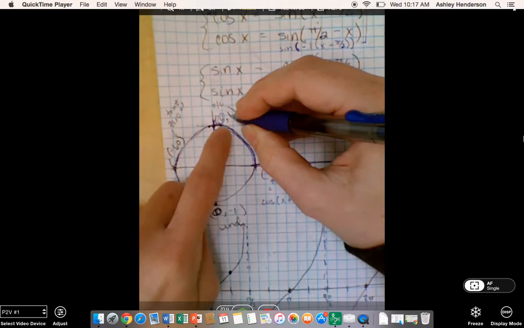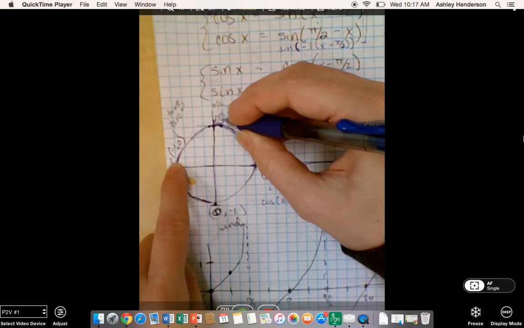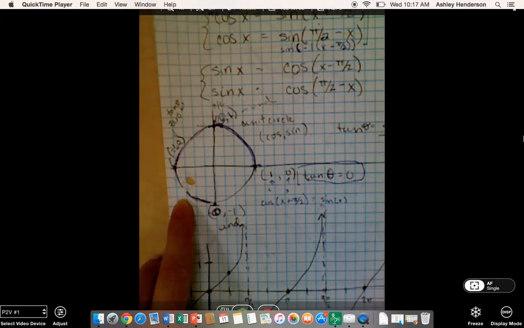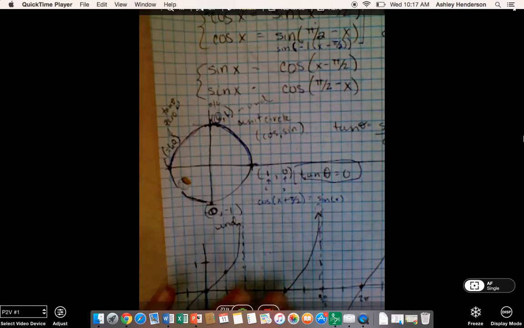There it is. Cosine of x, pi over 2. I'm now where sine is. Now go back to cosine. So we're going to look at this now on Desmos.